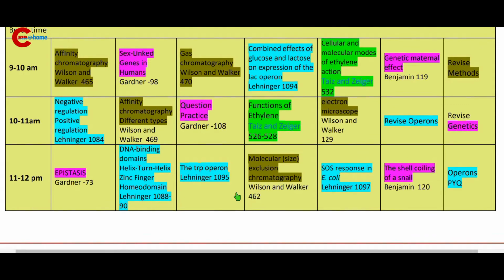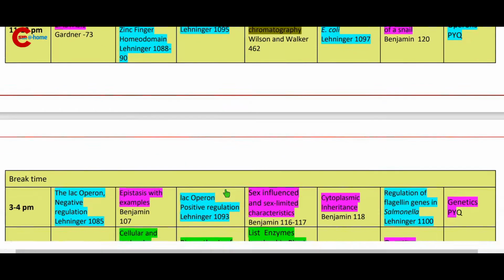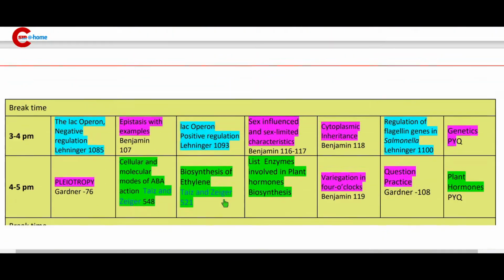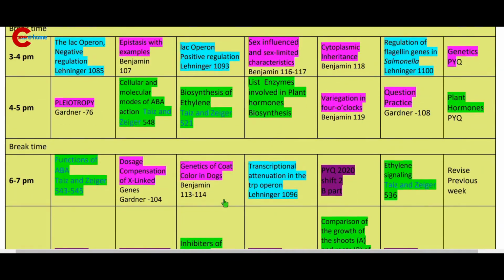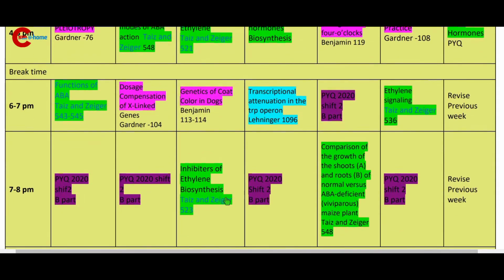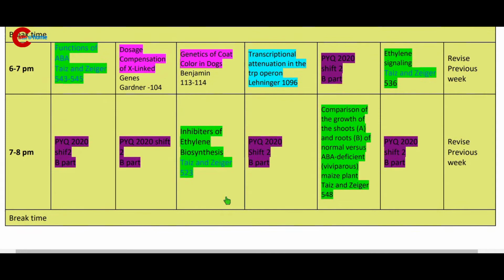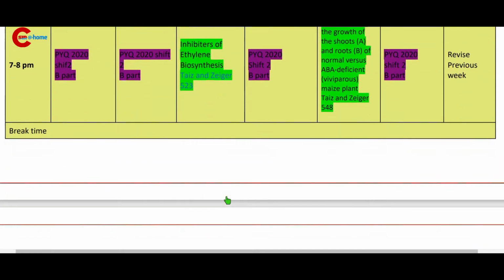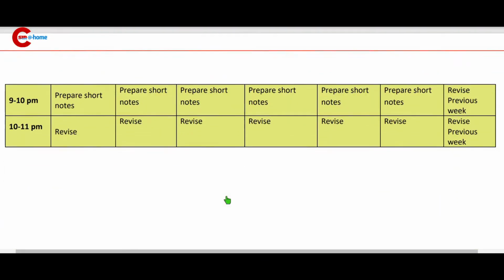3 to 4 p.m. lac operon positive regulation. 4 to 5 p.m. biosynthesis of ethylene. Then 6 to 7 p.m. genetics of coat color in dogs. 7 to 8 p.m. inhibitors of ethylene biosynthesis. Then 9 to 11 p.m. prepare short notes and revise.